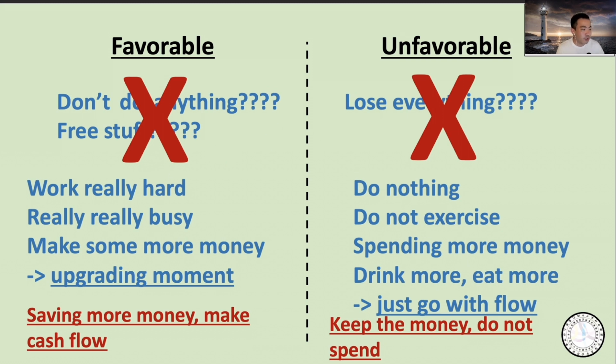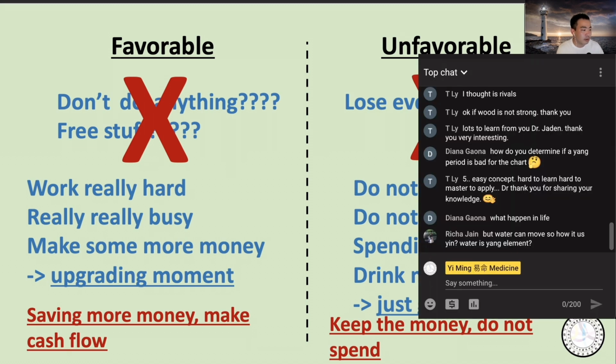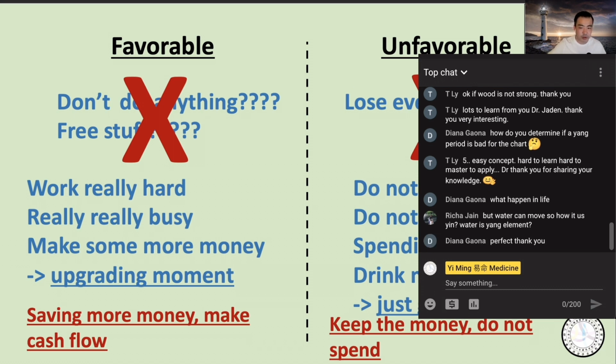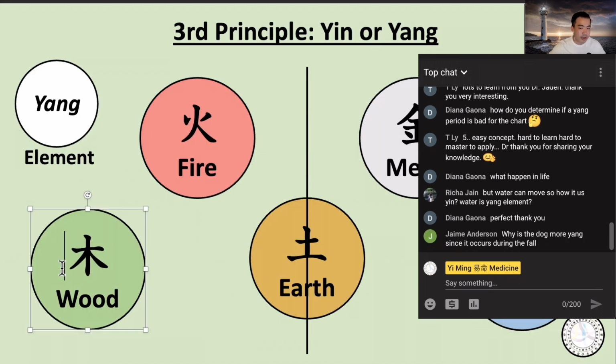But water can move. So how is it that water is a yang element? Yeah, water is generating the wood. Water is generating wood. Water can generate the yang aspect. It is a yin element, but it generates yang. So that's another step we can discuss later.